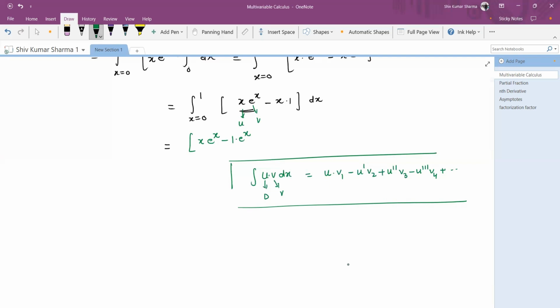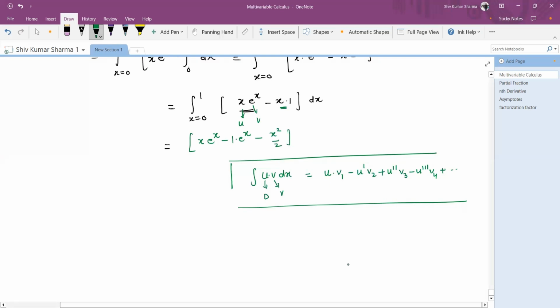Plus u double dash. So when we integrate x one time, this gives us a constant value, then again integrate, and again differentiate. So this gives us 0. The constant differentiation is 0. So we stop our integration here. Now we do the integration of this term.